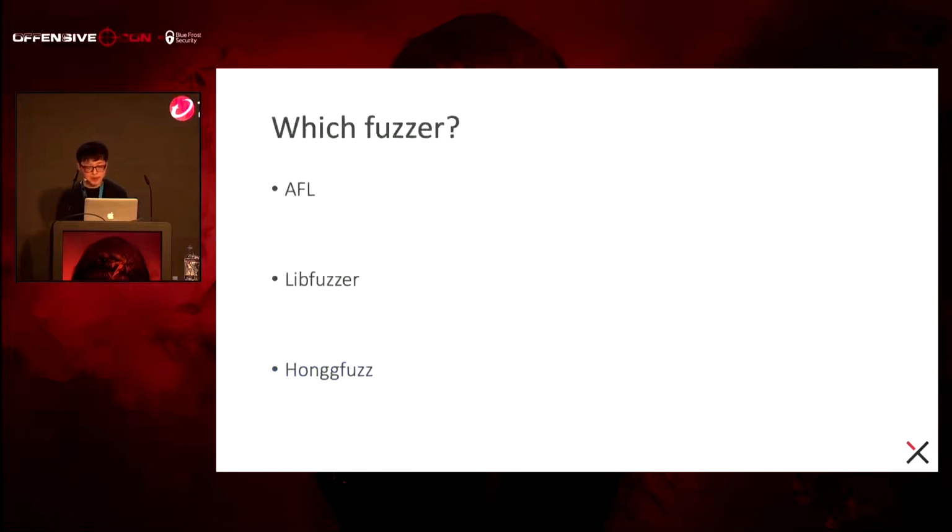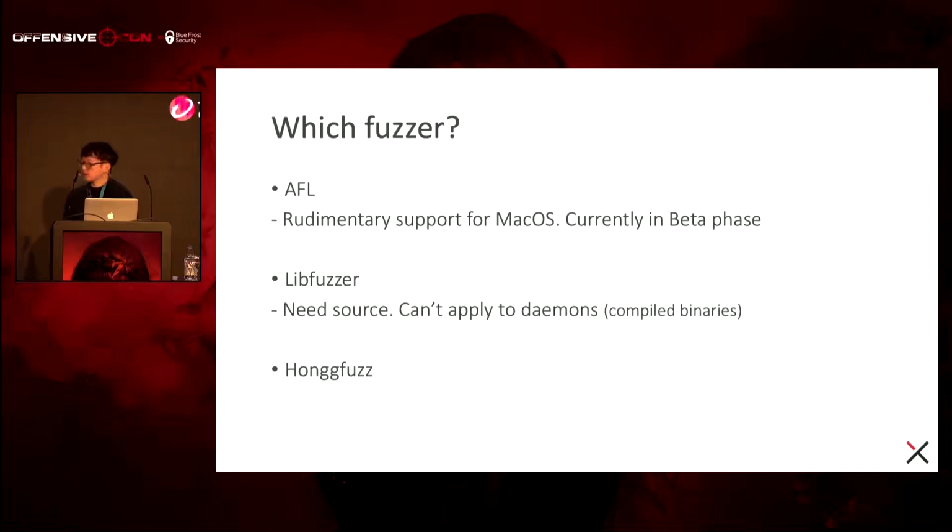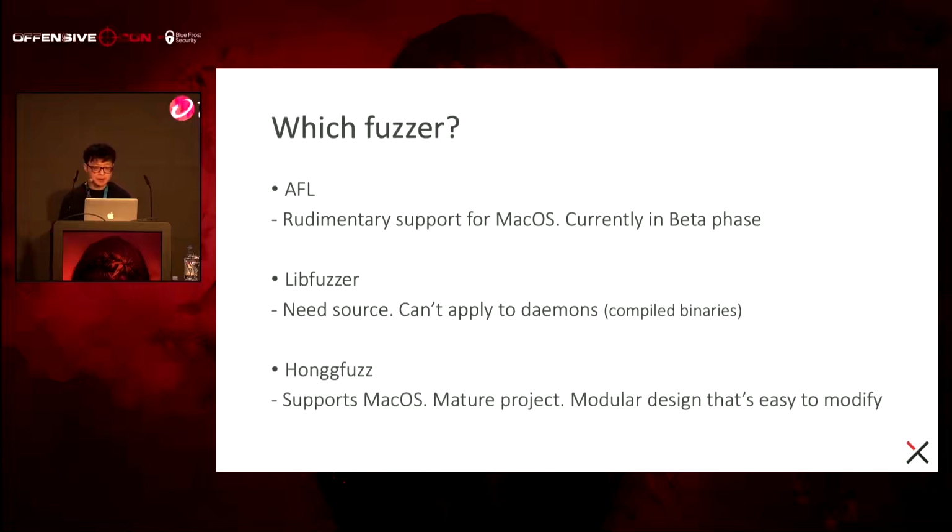The first question was which fuzzer I was going to use as a base, and these are the 3 most popular fuzzers. AFL is the industry standard nowadays, but unfortunately, it isn't fully supporting macOS at the moment. Then there's libFuzzer, but you need source code to use libFuzzer, and Apple releases source code for only a small portion of their userland daemons and services.